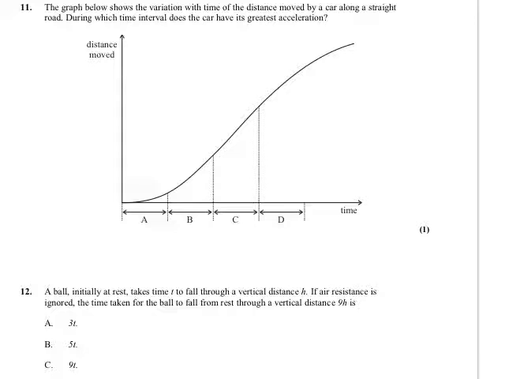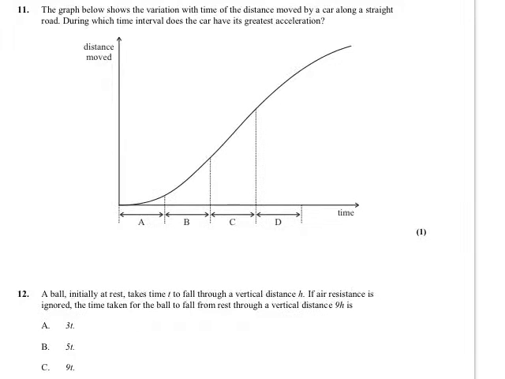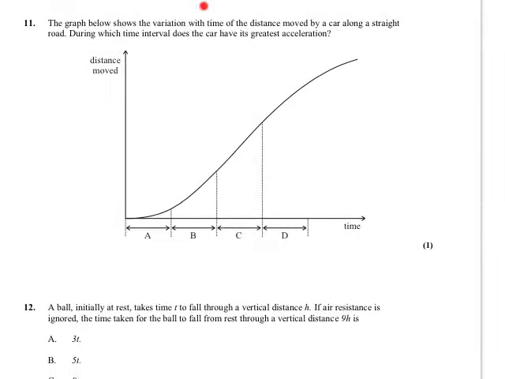So this is a tricky question. The graph below shows variation with time t of the distance moved by a car along a straight road. During which time interval does the car have the greatest acceleration? Right, so you've got distance moved and time. The velocity, or better still, the speed, can be found from the slope of these graphs.